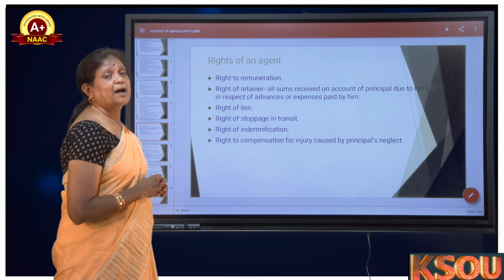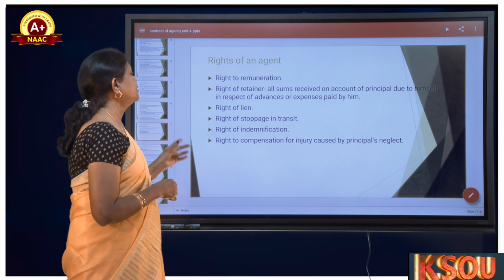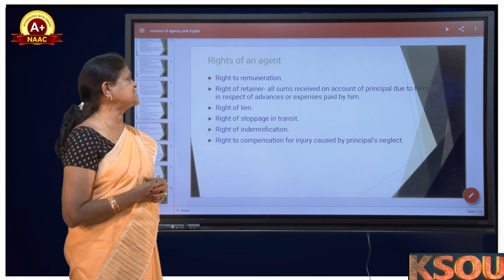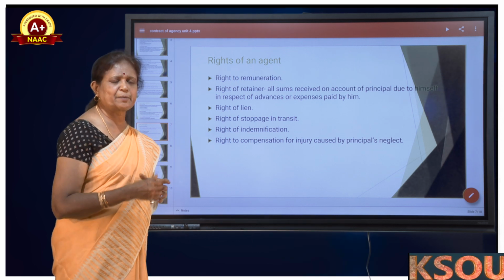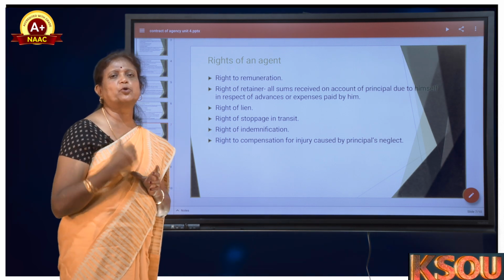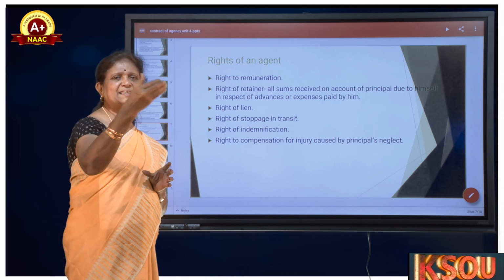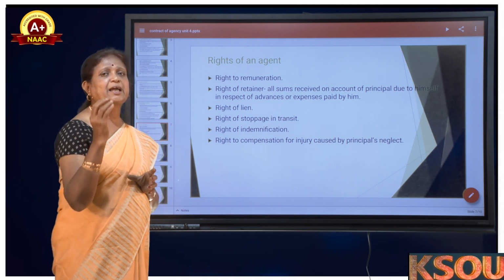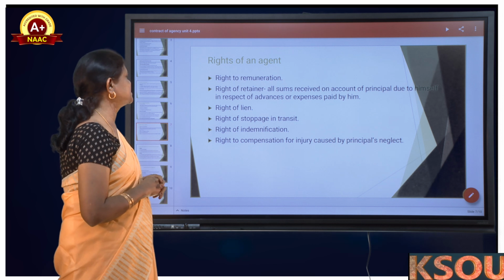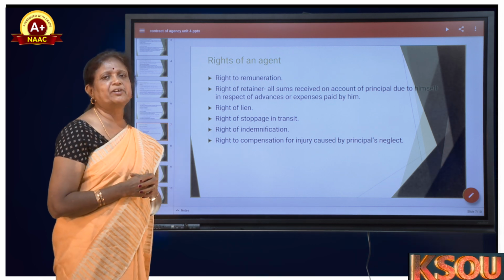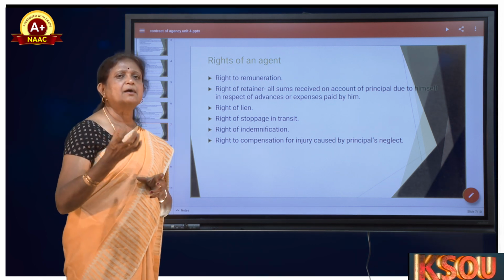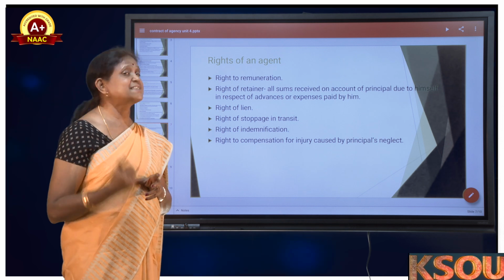So he can receive the amount of principal due to himself in respect of advances or expenses. Say for example, if the agent has to buy some goods and he himself has paid some advance from his pocket, that can be reimbursed from the principal. Then right of lien. Right of lien means taking and putting the goods in his custody.